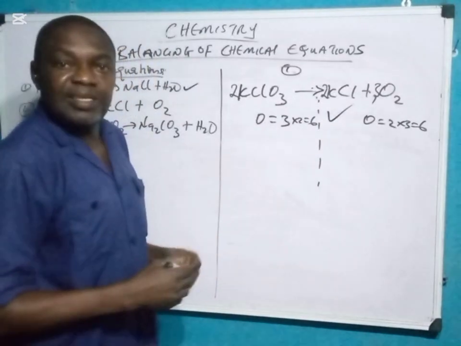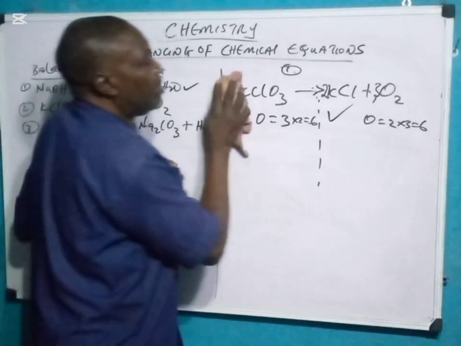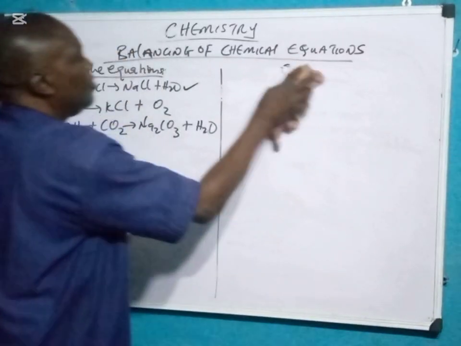Remember, just pick one that makes it easier for you to balance. So we have done the second one. Second balancing is correct. Then we go to the third number.